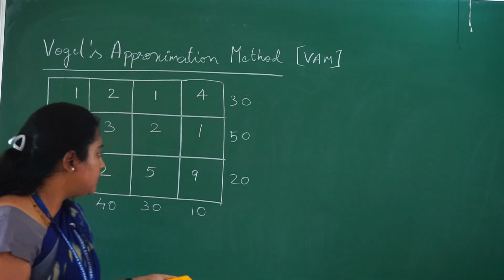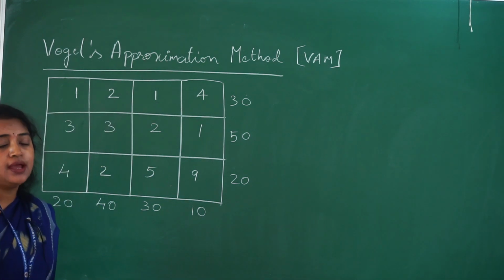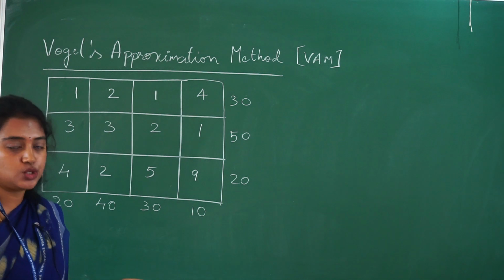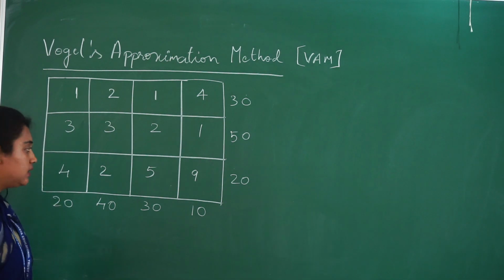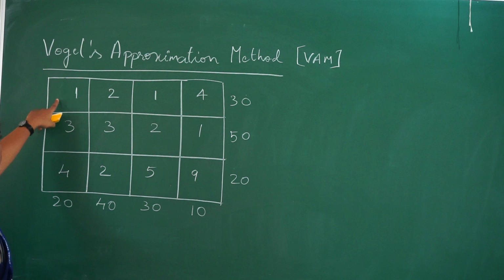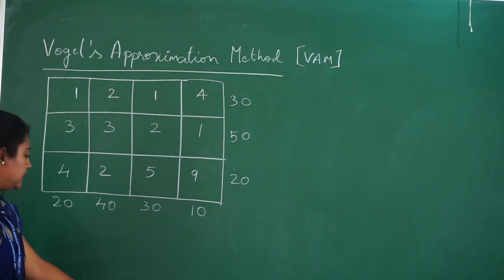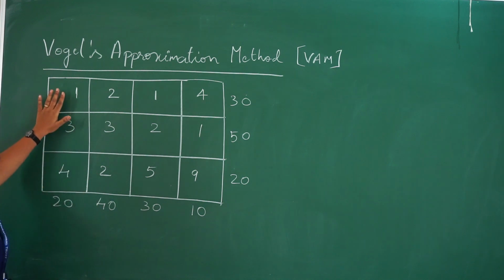Now let us start with Vogel's approximation. This method is quite lengthy when compared to NWC and least cost. Why it's lengthy, let's see now. You can see here you have the elements inside the cells, yes or no? From these elements you can just choose.